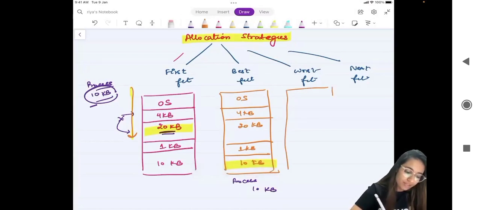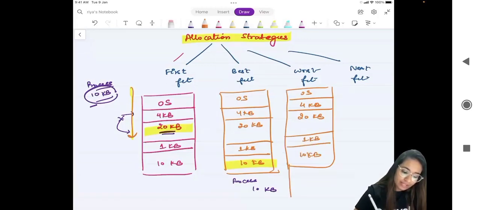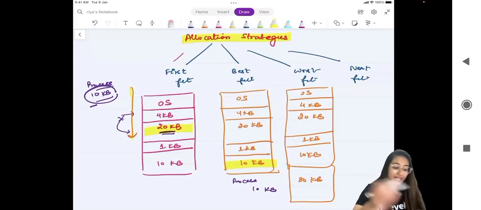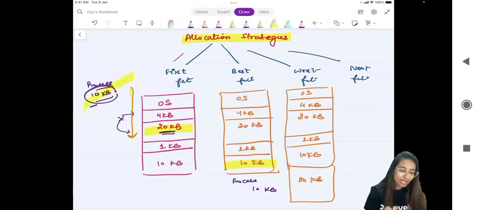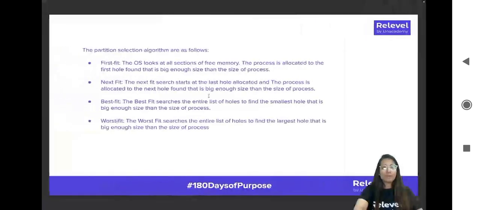For example, if I have this operating system 4 kb, 20 kb, 1 kb, 10 kb and let's say there is also one of 80 kb. What happens in worst fit is that for a particular process, you find out the biggest size. So if there is again a process of 10 kb, we will put it in the 80 kb block, because it's the biggest hole for the process. So this is what worst fit basically is.